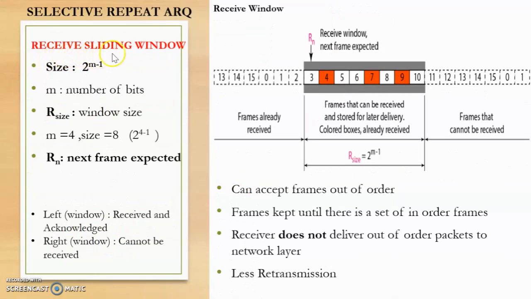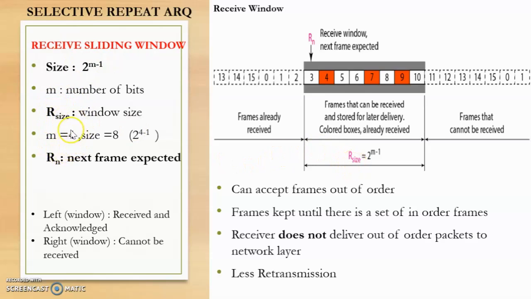Next, let us discuss the receive window in selective repeat ARQ. So the receive window will define the sequence numbers of the frames that can be received. Also, the receive window in selective repeat ARQ is completely different from that of Go-Back-N ARQ. So here the size of the receive window is 2 raised to the power of (m minus 1), where m is the number of bits required to represent a sequence number. So in selective repeat, the size of the receive window is the same as the size of the sender window. And over here, the receive window size is denoted by R size.